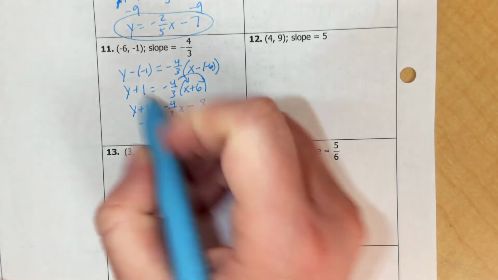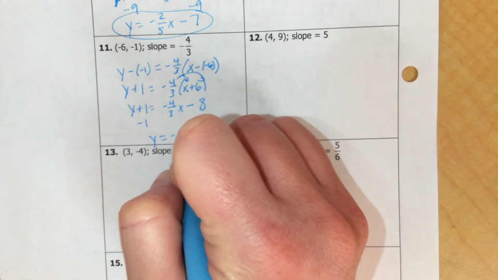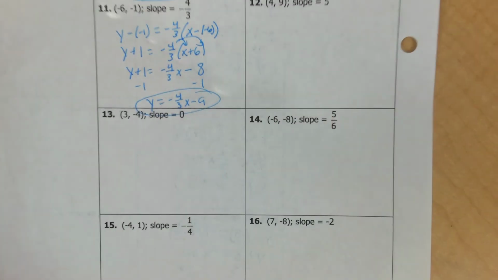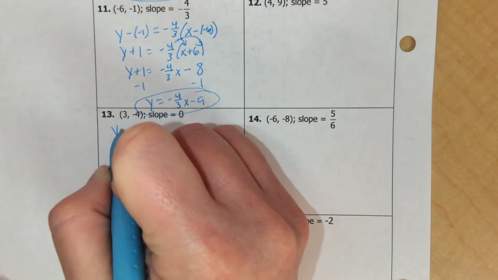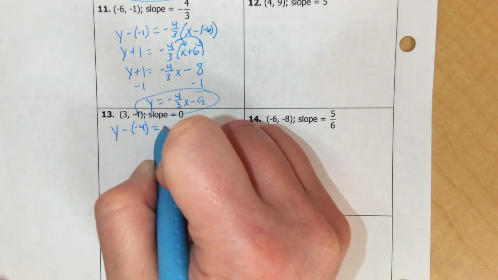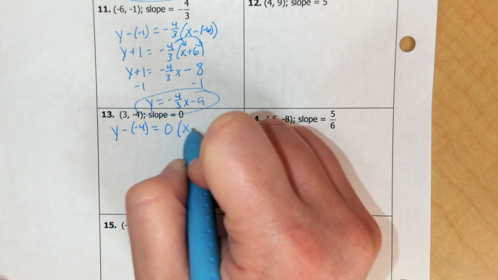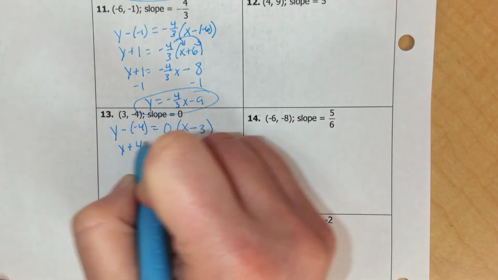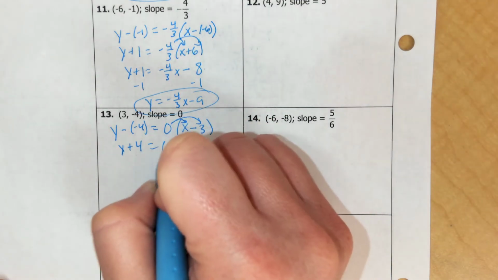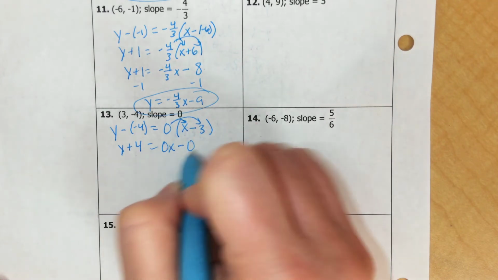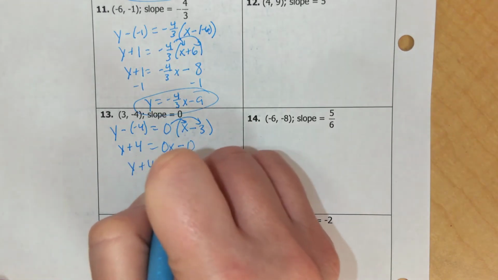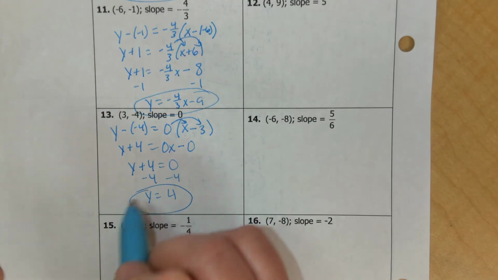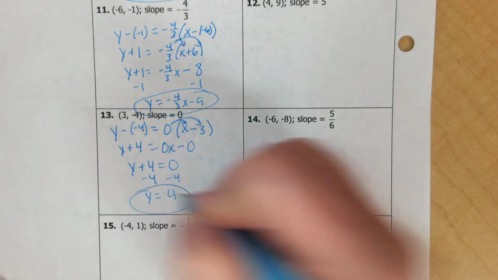Okay, so then I'm going to subtract the 1 and end up with negative 4/3 x minus 9 for my slope-intercept form. Okay, let's look at number 13. Same process again. We're plugging these values in. So y minus negative 4 is equal to slope of 0 this time, x minus 3. And I'm going to go ahead and change this to y plus 4, and I'm going to go ahead and distribute my 0. So this becomes 0x minus 0, which is all just 0. So y plus 4 is equal to 0. And then I need to subtract the 4. And so my equation here is y equals negative 4.